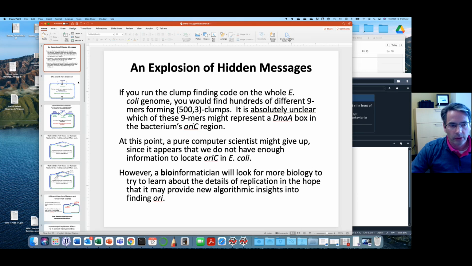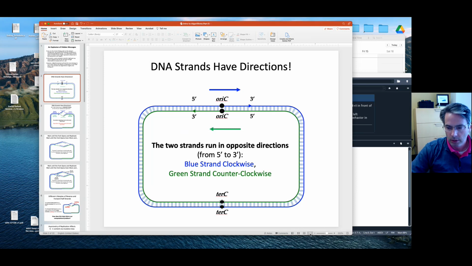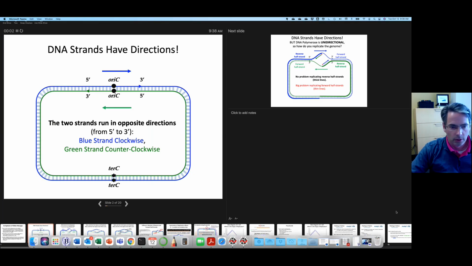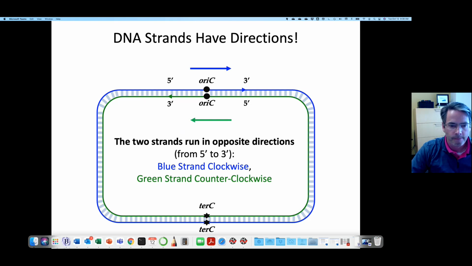So in this case, where can we get more biological information? We're trying to find the origin of replication, and this is just a pretend bacterial genome where it's double-stranded. One strand is blue, one strand is green. They go in opposite directions.